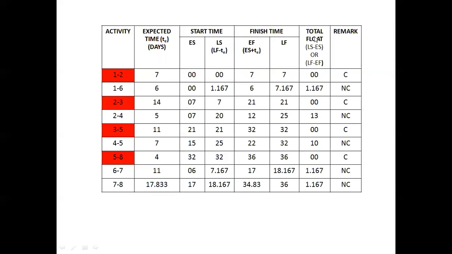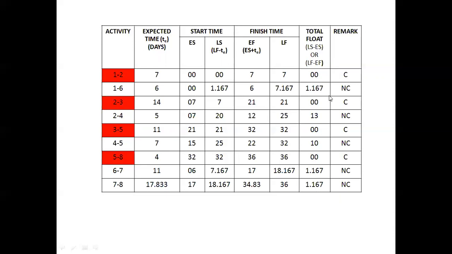Then next, total float is to be calculated by using the equation either LS minus ES or LF minus EF, but both should be same. When both are same, then it indicates that the calculation of earliest start and latest finish are correct in the network diagram. Here, LF minus EF, that is this minus this, is equal to 0. This 7.167 minus 6 is 1.167. Here also 1.167 minus 0 is 1.167. Like that, the total float has been calculated for all the activities.